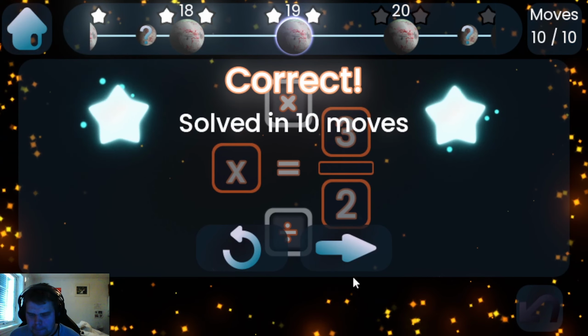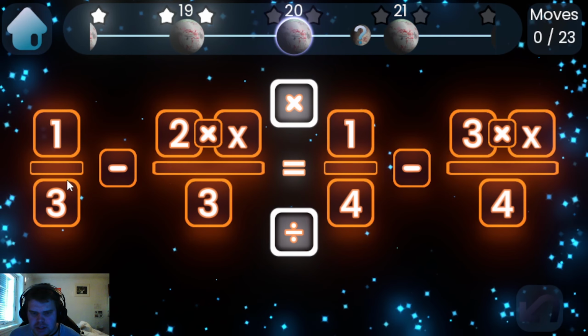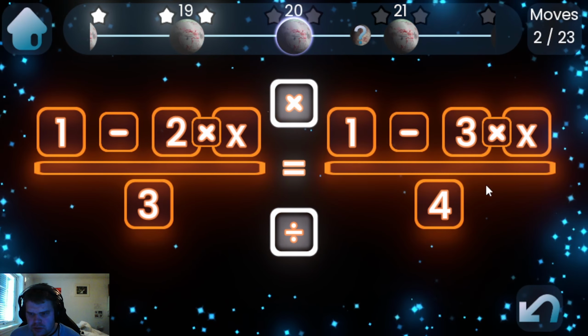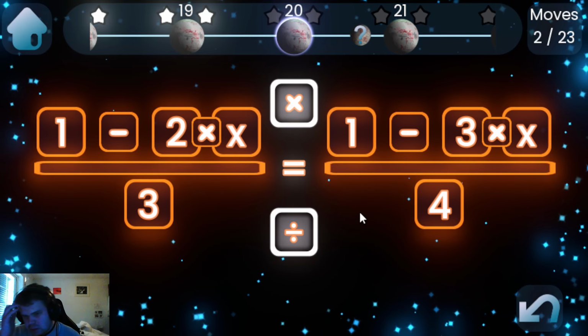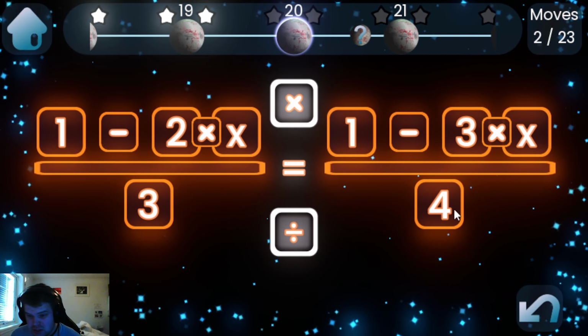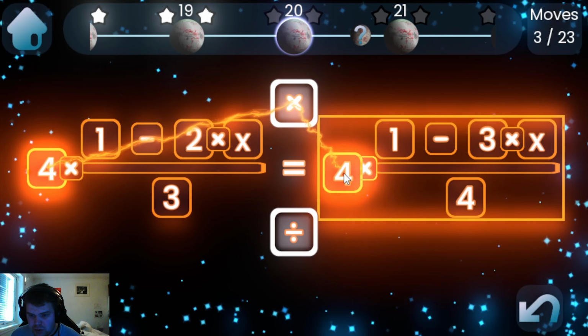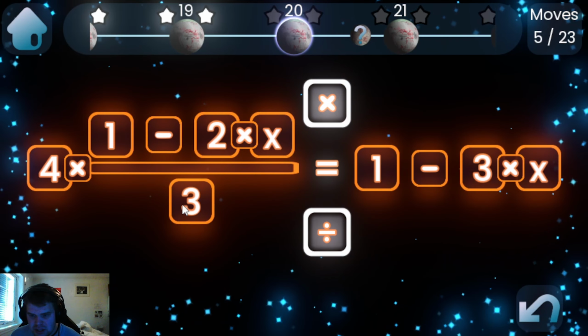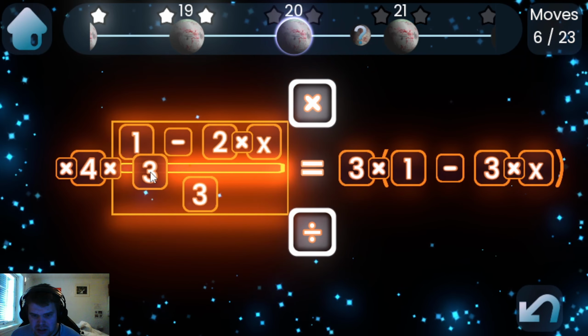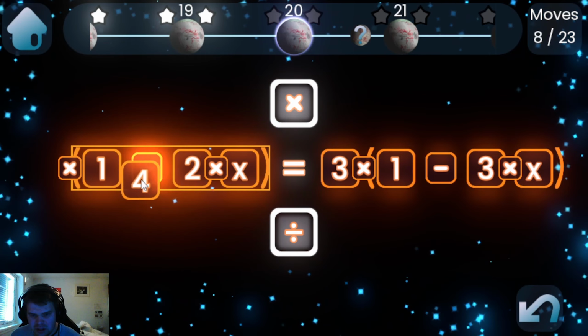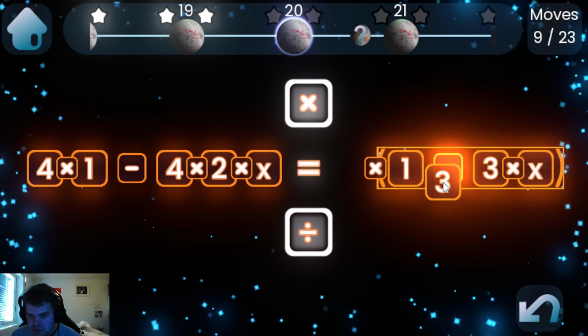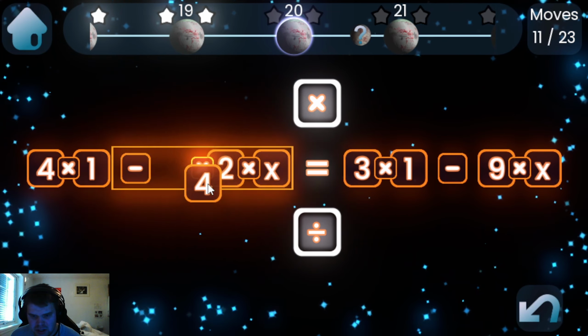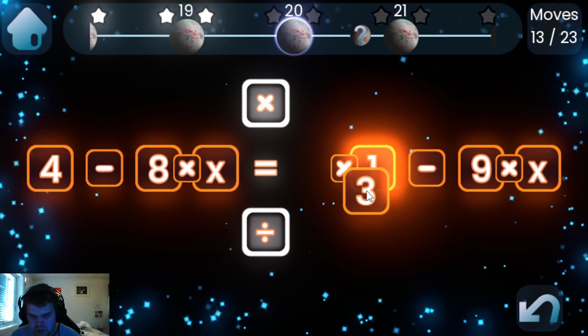Boom. Bam. All right. So we could get the 3s and the 4s in here first. I don't even remember if that's useful. See, it's got 23 moves here. This is gonna take a while. So let's multiply everything by 4 to get rid of this, and then by 3 to get rid of this, and then we got a lot of cleanup work to do. We got to multiply in these parentheses, multiply here, multiply here, multiply here, multiply here.